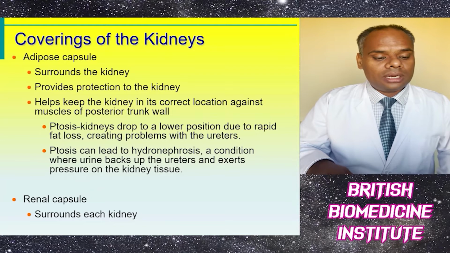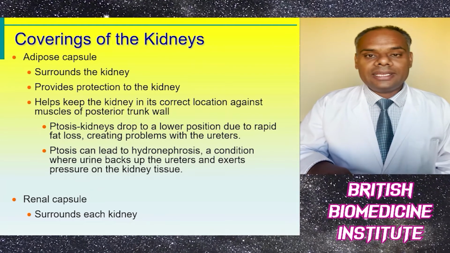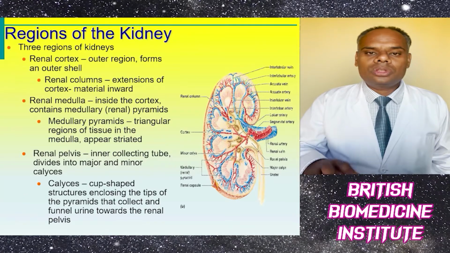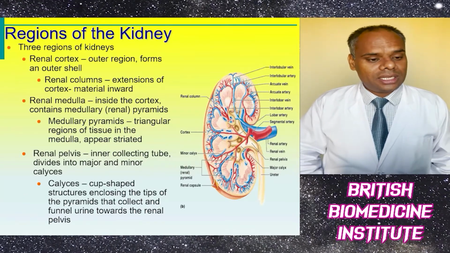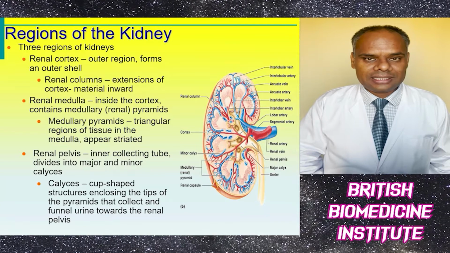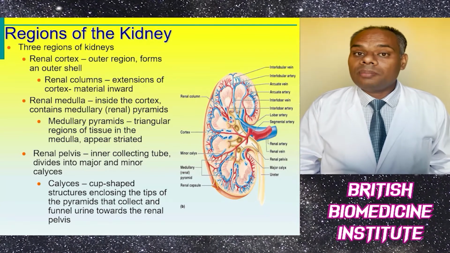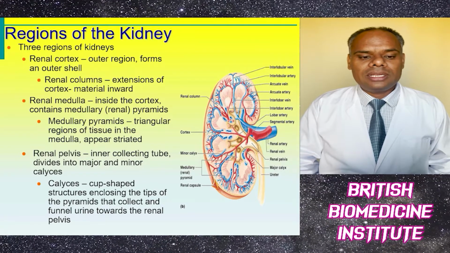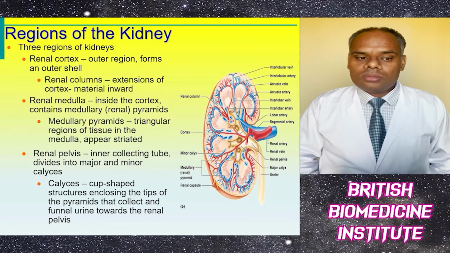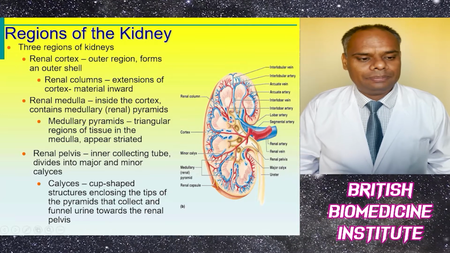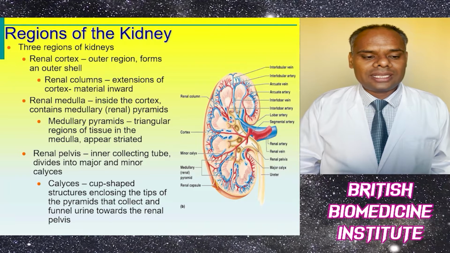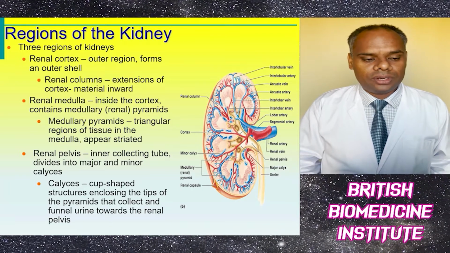So basically, each kidney is surrounded by a renal capsule. There are three regions in the kidney: first is the renal cortex, then the renal medulla and the renal pelvis. The renal cortex is the outermost region which forms the outer shell. It consists of renal columns, or extensions of cortex material inward.